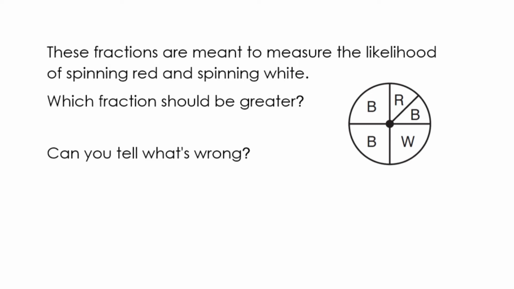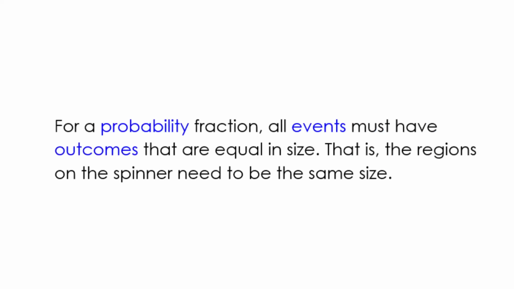These fractions are meant to measure the likelihood of spinning red and spinning white. What fraction should be greater? Well, this is basically telling us what was wrong, and what was wrong is that these are not even. So you have to make it even. For a probability fraction, sorry guys, all events must have outcomes that are equal in size. That is, the regions on the spinner need to be the same size.